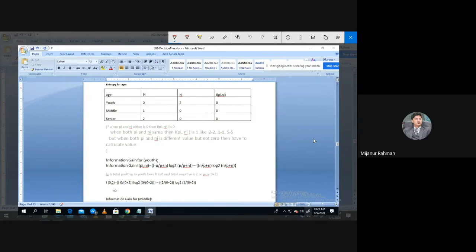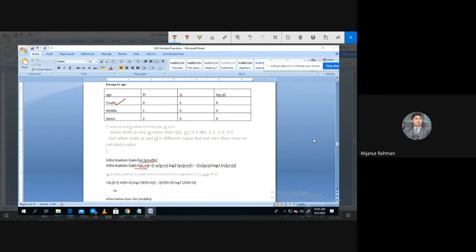So in age, one attribute is youth. You have to calculate the information gain for youth, then middle, then senior. So first start with youth. Let's start with youth. Okay, so I(p,n), this is our calculation.